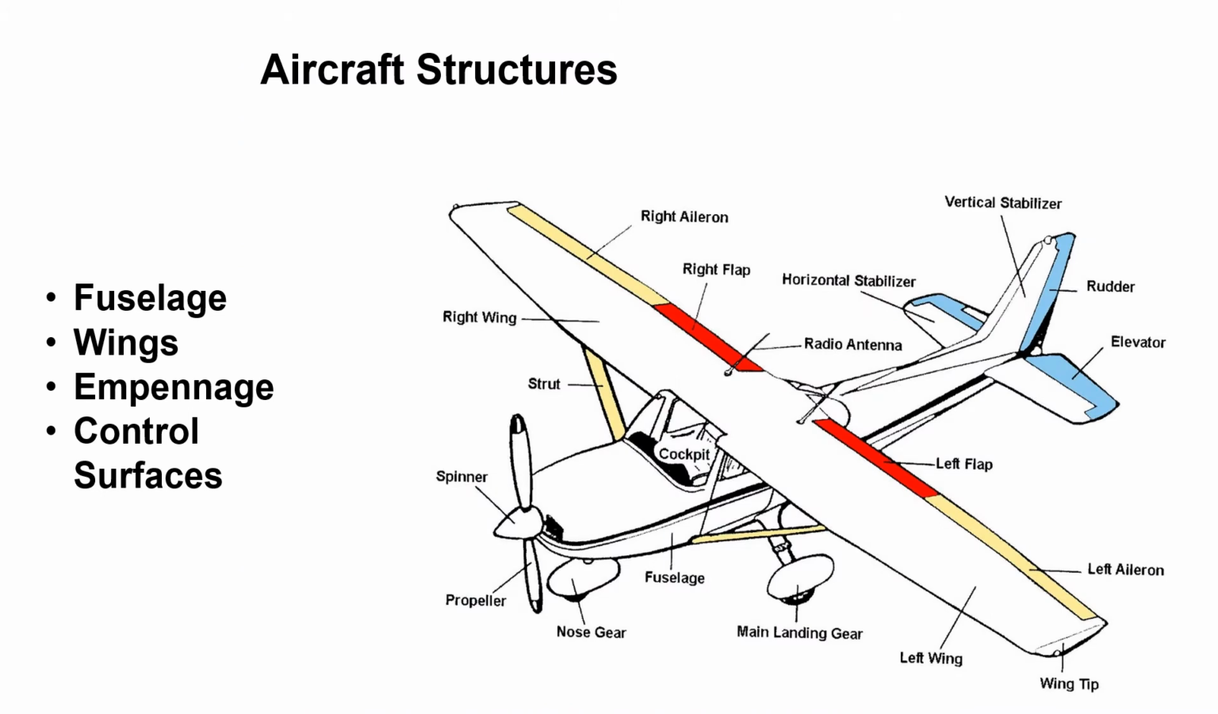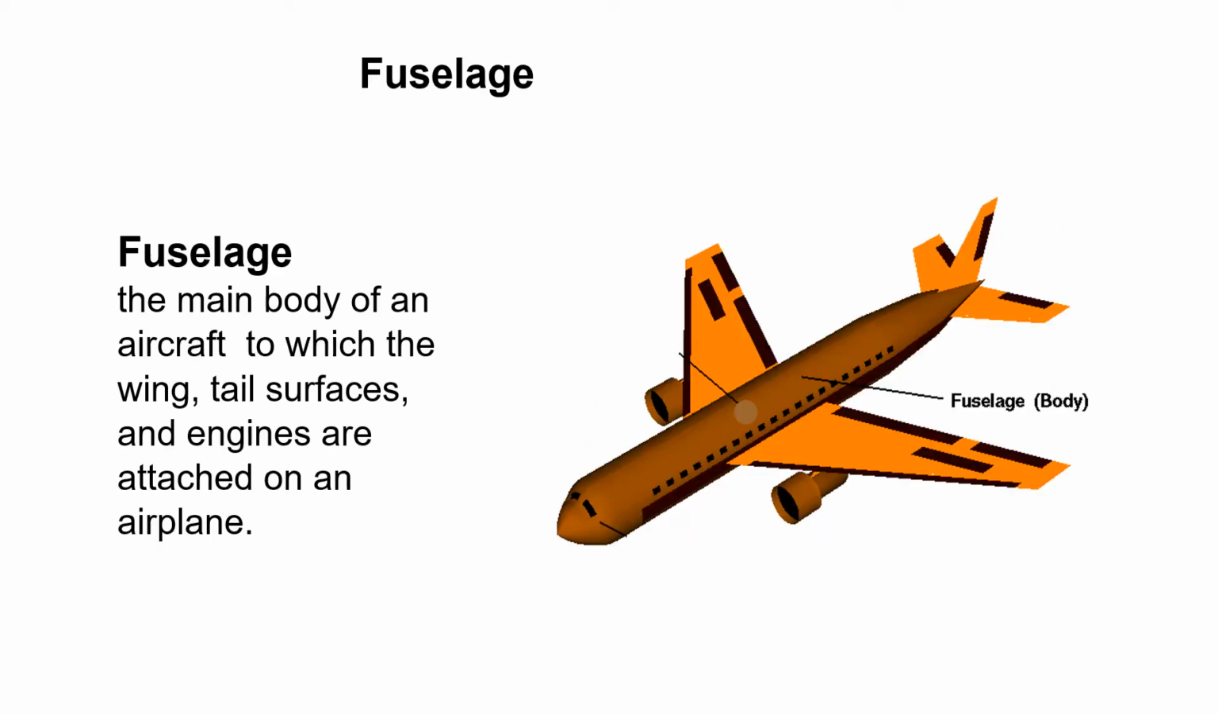The four main areas of the aircraft we will discuss in this lesson are the fuselage, the wings, the empennage, and the control surfaces. The fuselage is the main body of an aircraft to which the wing, tail surfaces, and engines are attached on an airplane. It usually contains the crew, passenger, and cargo areas.